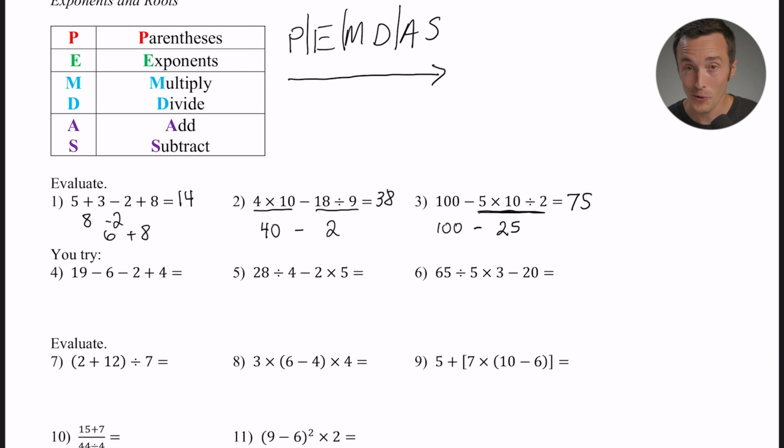So before these get too complicated, let's just pause right there. I'm going to have you do numbers 4, 5, and 6, and then we'll pick up from there on number 7.